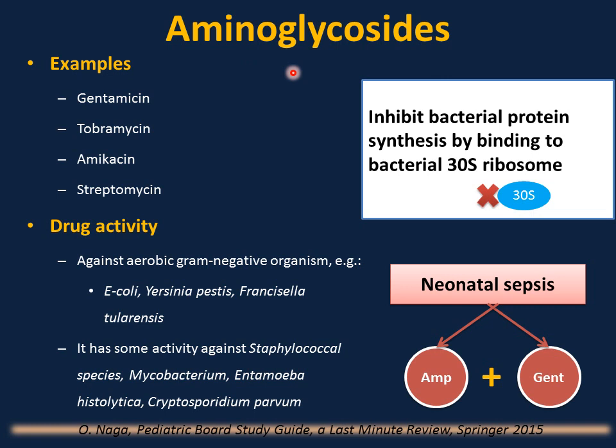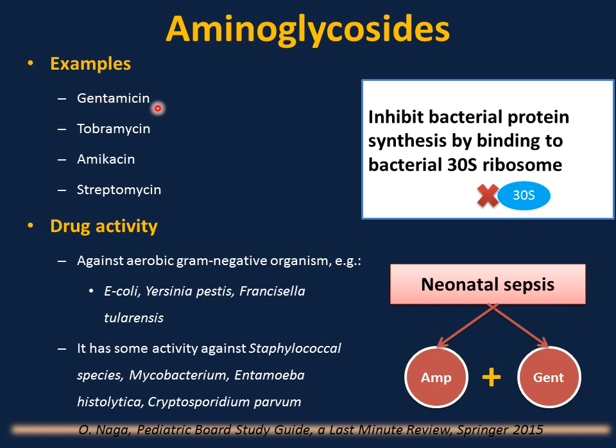Let's start with aminoglycosides. Examples: gentamicin. Gentamicin is a very important medication. We use it all the time, especially in NICU for neonatal sepsis, and the common combination is ampicillin and gent. Ampicillin covers gram-positive bacteria like group B streptococci and listeria, and gentamicin covers gram-negative bacteria like E. coli. Very important to know everything about gentamicin.